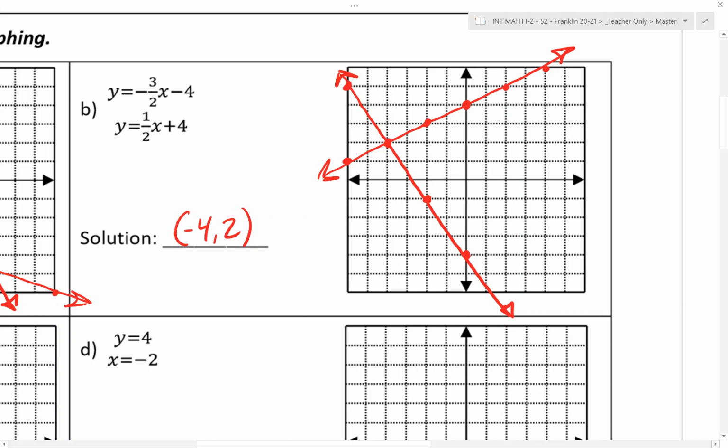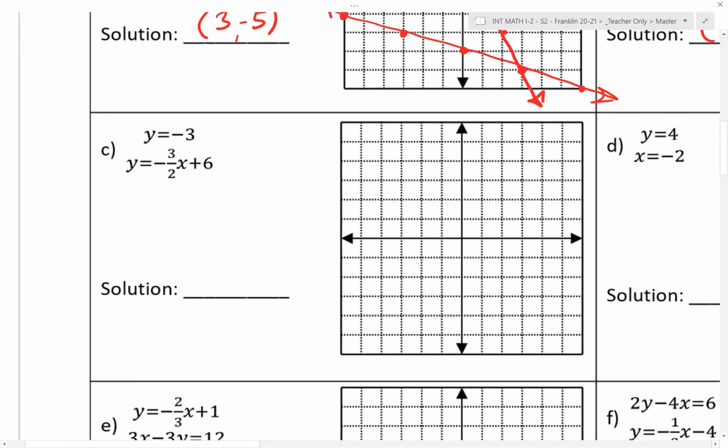Again, we're just graphing both lines and seeing where they cross. Now, not every pair of equations will cross, and not every pair of equations will cross at a nice intersection like this, but for these notes, these are all set up so that they get a nice clean solution.